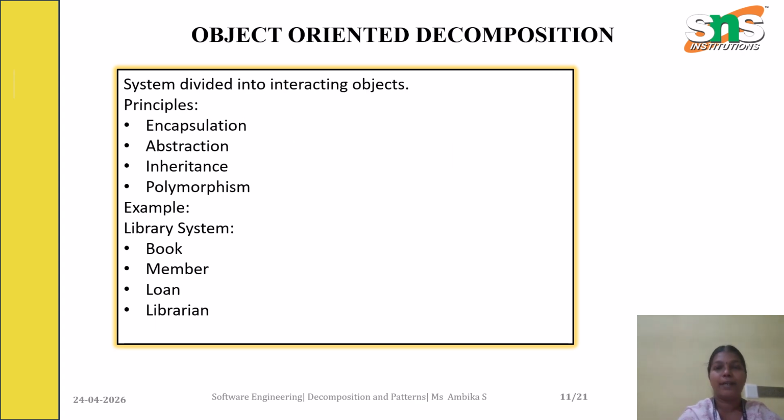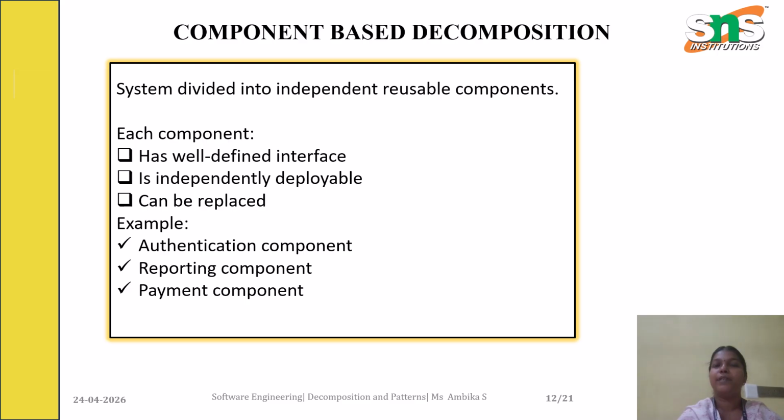Next one is object-oriented decomposition. Here the system is divided into interacting objects. Mainly it follows principles like encapsulation, abstraction, inheritance, and polymorphism. For example, we can consider the library system. Next one is component-based decomposition. Here the system is divided into independent reusable components. Each component has a well-defined interface. They can be replaced, and are also independently deployable. Examples are a reporting component and an authentication component.